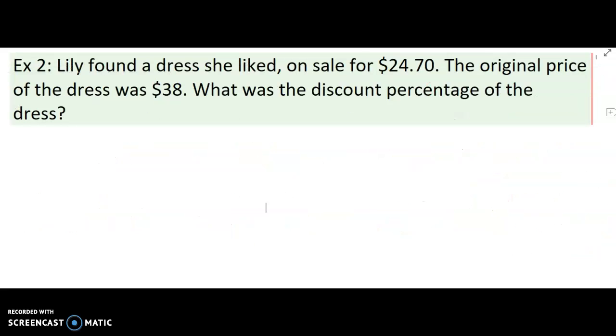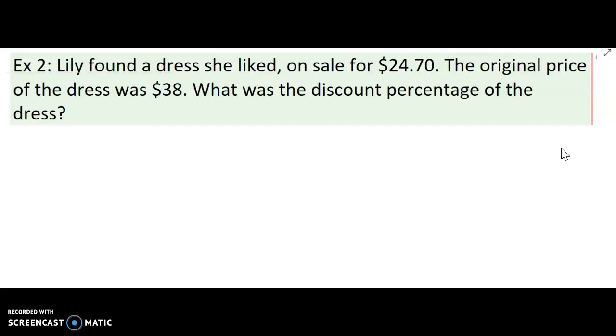Let's look at another example, slightly different. Lily found a dress she liked on sale for $24.70. The original price of the dress was $38. What was the discount percentage of the dress? So now we're going to use those formulas and we're going to kind of work backwards a little bit. So you'll notice if you think about those two equations, both of them had discount or the amount of discount as part of it. So let's start there.